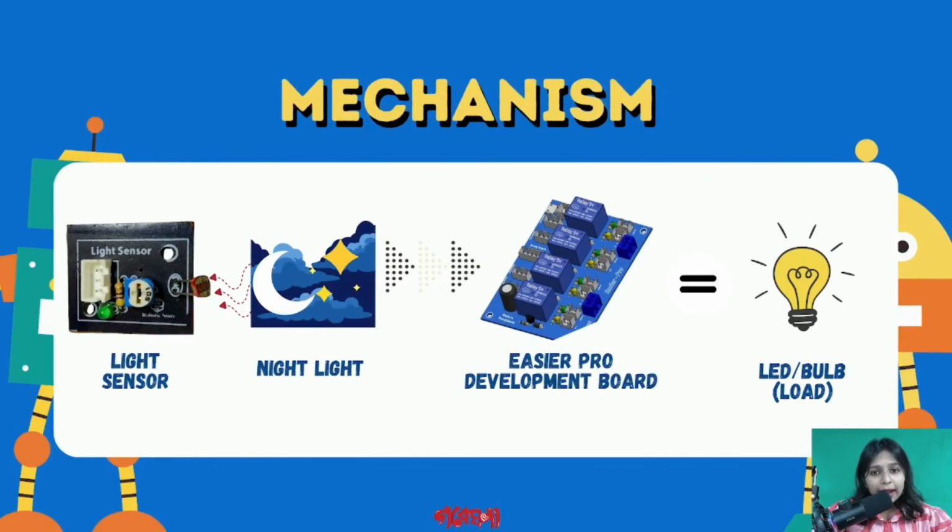Now, in the night mechanism, there is no sunlight, only darkness. The light sensor detects low light and high resistance. The board receives this condition and switches the LED on. So, when it's dark, the lamp automatically turns on, just like street lights.